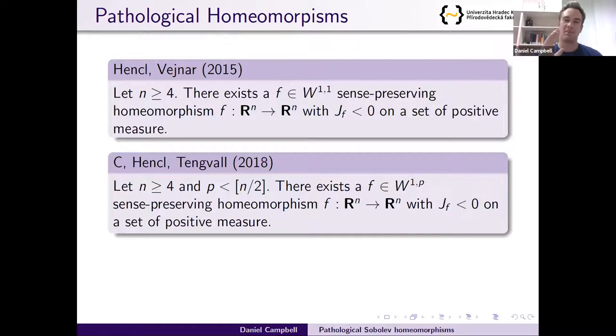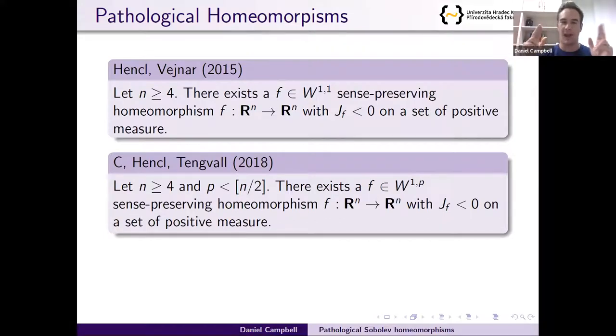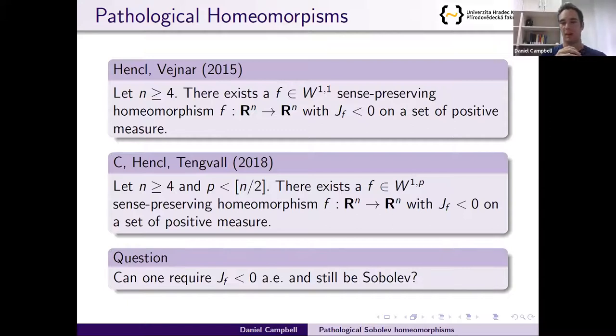There are some people who will claim that it's possible to prove that the Jacobian can't change sign, and some people who will tell you that maybe you can construct a homeomorphism in W^{1,n/2} where the Jacobian will change sign. So that's definitely still open. Naturally, I can say the Jacobian can be negative on a set of positive measure, but can it be negative almost everywhere?